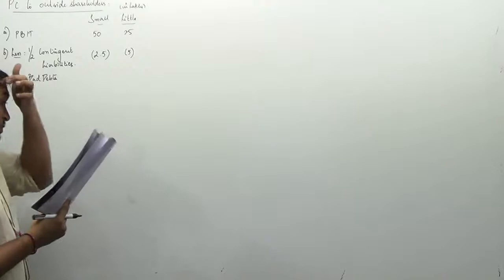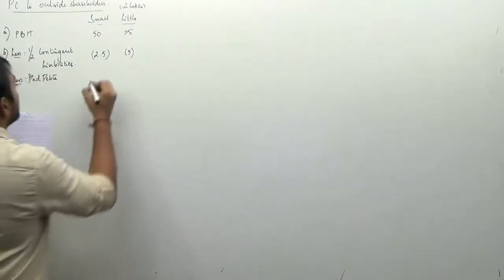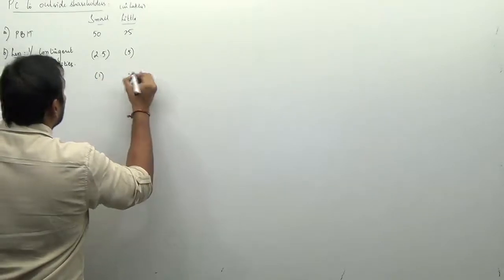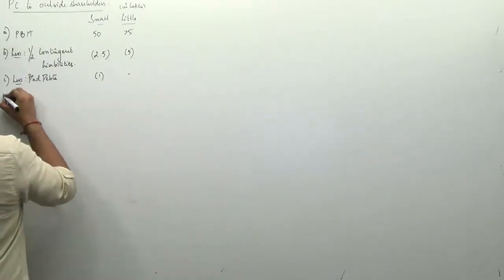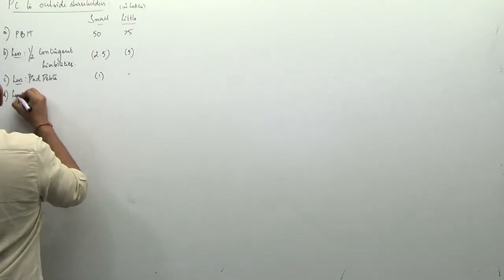Irrecoverable debtors are 2 lakhs, 1 lakh recovered is kept in advance. So bad debt is 1 lakh, for whom? Small. So small limited P&L, 1 lakh less. Next, less forex liability.